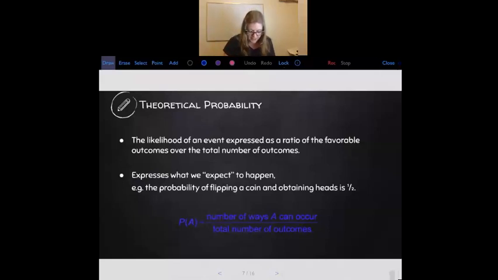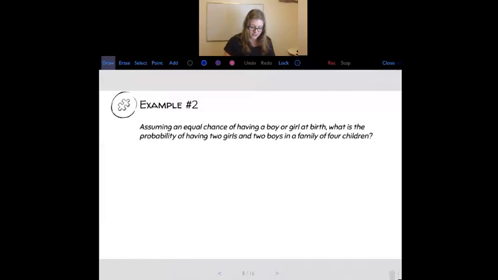So probability of A, or some type of event, is defined by the number of ways A can occur divided by the total number of outcomes. So assuming an equal chance of having a boy and a girl at birth, what is the probability of having 2 girls and 2 boys in a family of 4 children?